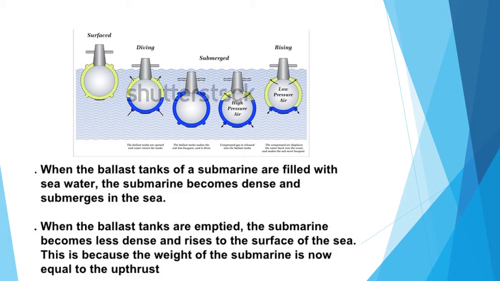Okay, now look at the explanation. When the ballast tanks of a submarine are filled with seawater, the submarine becomes dense and submerged in the sea. When the ballast tanks are empty, the submarine becomes less dense and rises to the surface of the sea. This is because the weight of the submarine is now equal to the upthrust from the seawater.